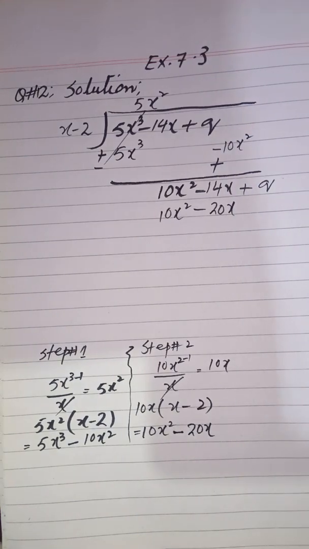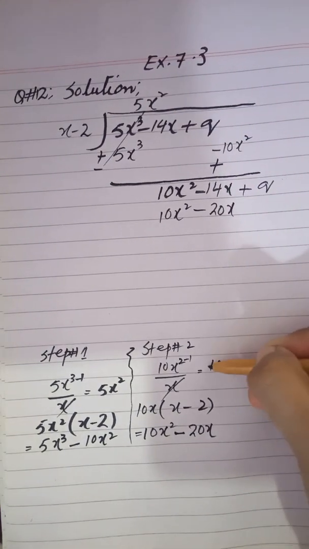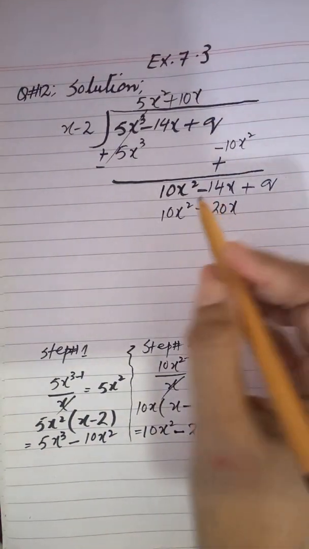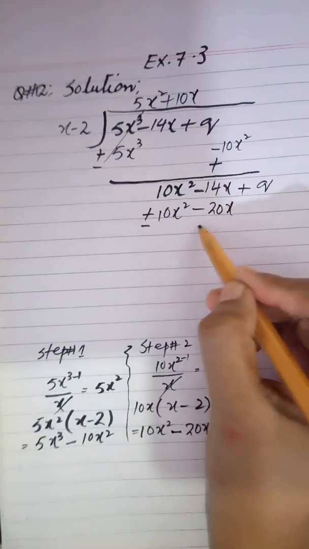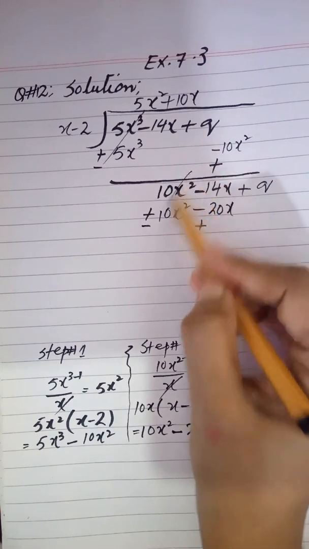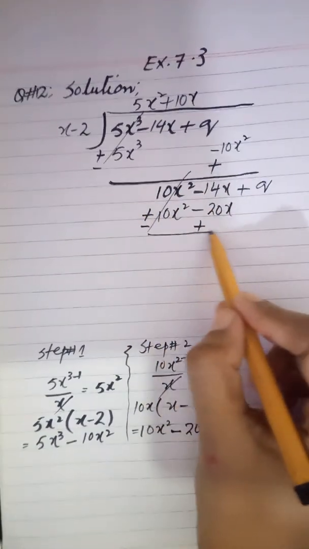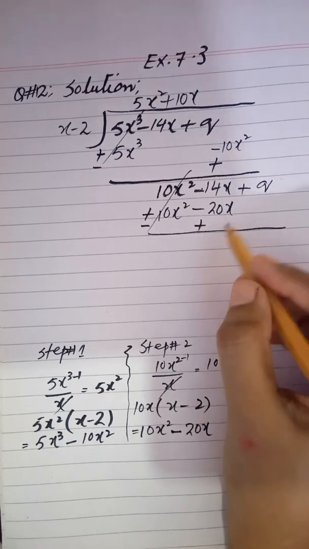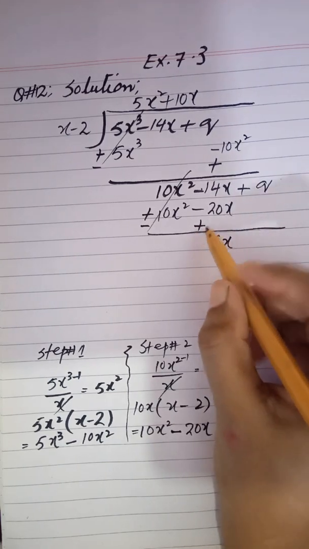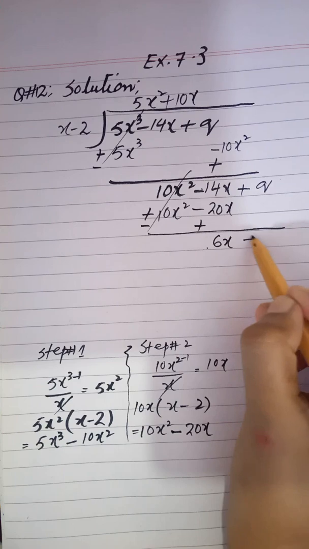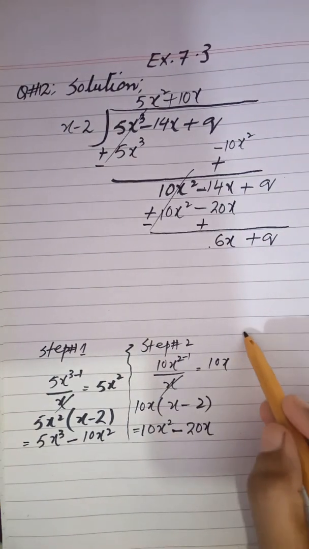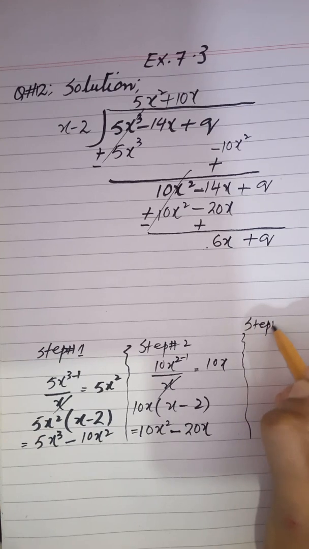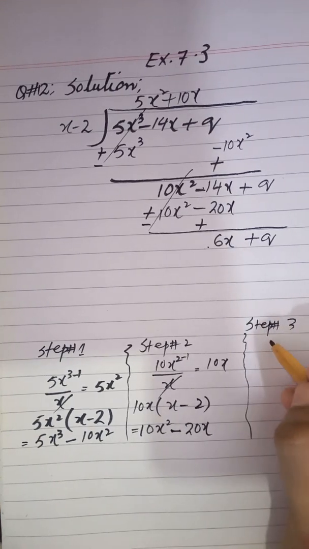When I multiply x minus 2 by plus 10x. Okay, now change the sign, plus into minus, minus into plus. This cancels. Now minus plus minus, subtract 14 from 20, I am getting 6x, and the sign of the greater number, that is plus, and copy this constant. Okay, step number 3. Step number 3, right?